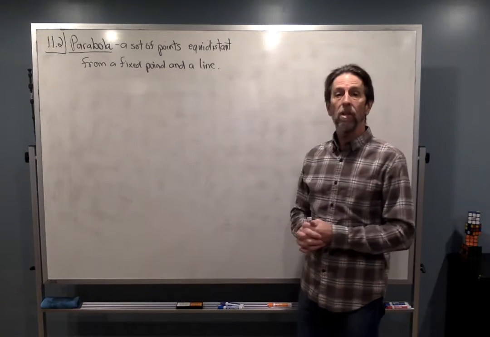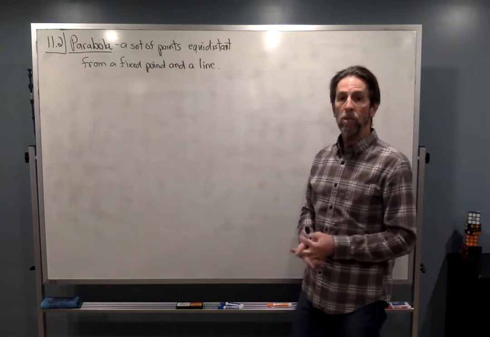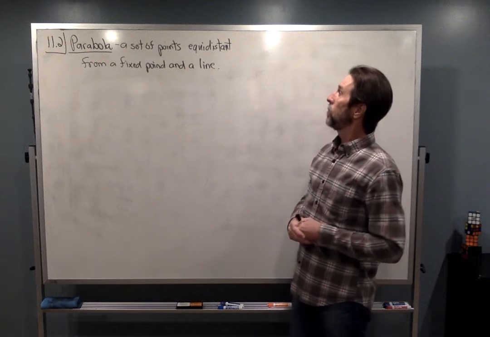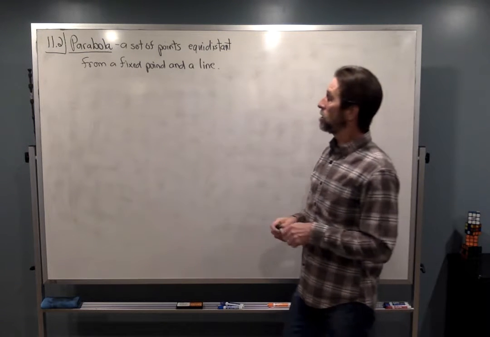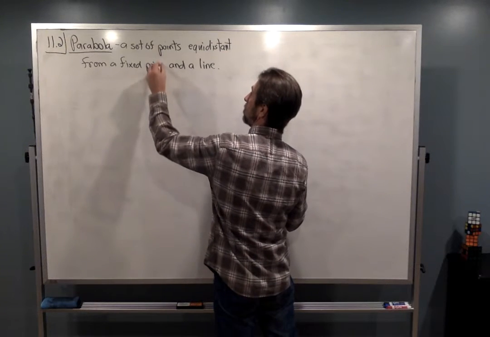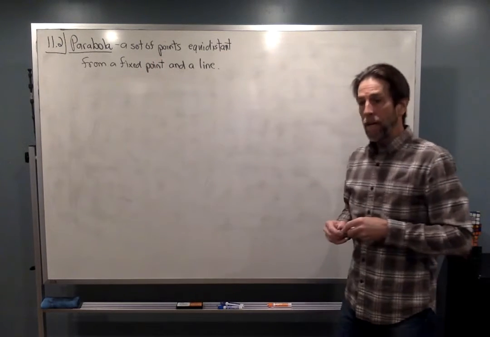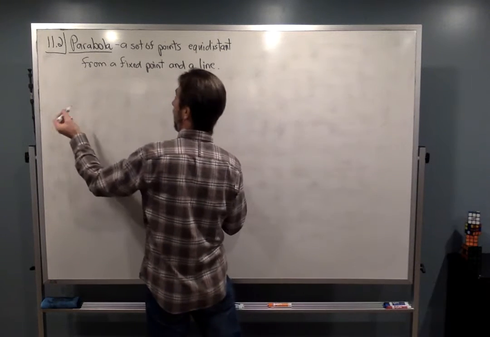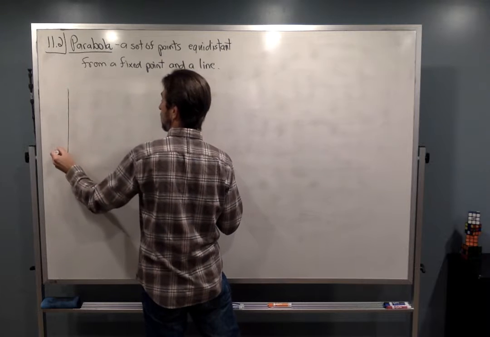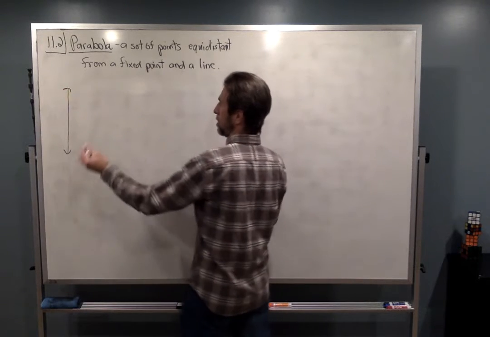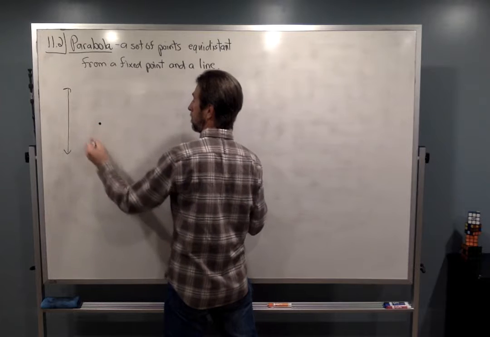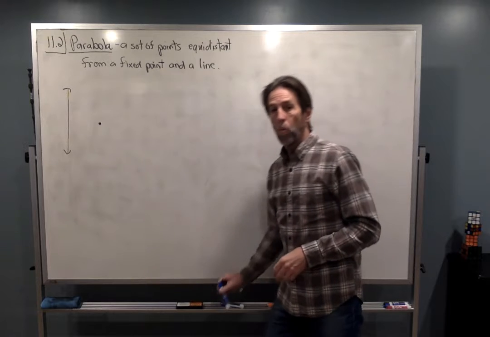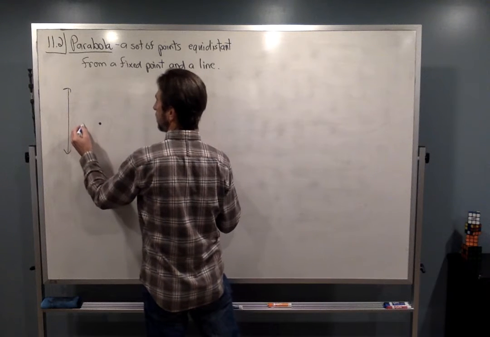Our locus definition for a parabola is simply this: a set of points. I'm going to just assume that we know all of these are in a plane, so I'm not going to continue to write that. But equidistant from a fixed point and a line. And I should use a T instead of a D. Now, let's look at a picture of this. If this happens to be my line, and this is my fixed point, and I think of all the points equidistant from those two, well, one very obvious one is going to be right in between.